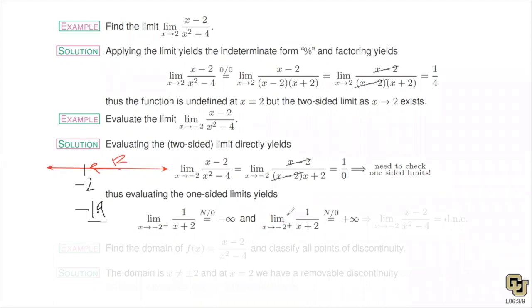If you try to do the one-sided limit, you get 1 over 0. You get number over 0, so I know it's plus or minus infinity. Now take a number to the right of -2, like -1.9, on the right side right here, and plug it in. This is positive, so I have a plus infinity. And again here, the one-sided limits don't agree, so the two-sided limit is a DNE.